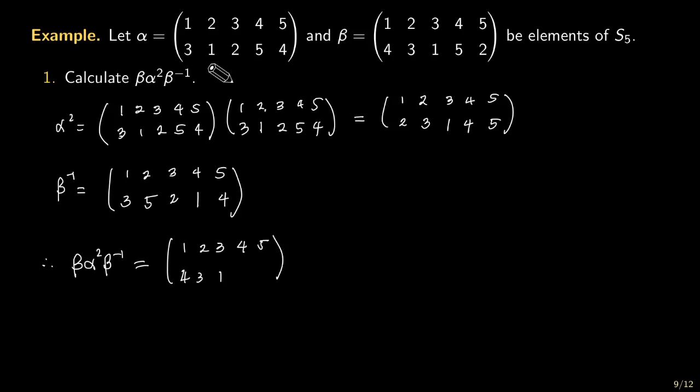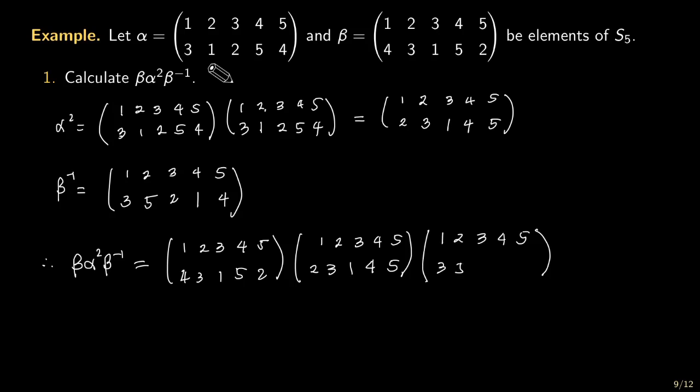4, 3, 1, 5, 2 times alpha squared. 2, 3, 1, 4, 5 beta inverse. 3, 5, 2, 1, 4. So you start from the rightmost permutation.